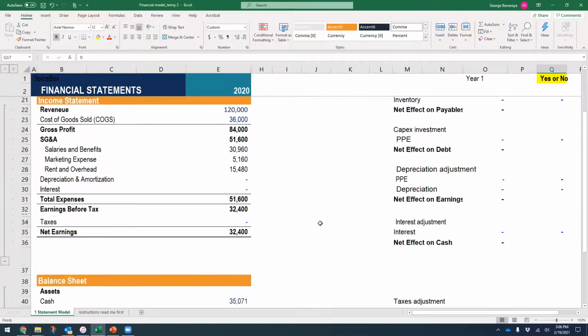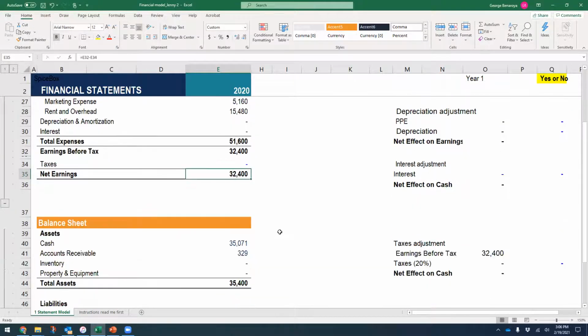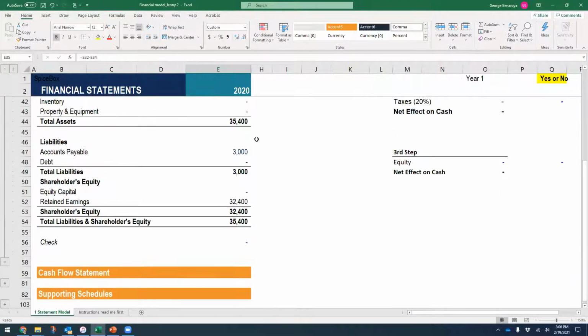And now the earnings before taxes will be 32,400, and the balance sheet will show the same number in assets and liabilities. This check here will show us if we're ever making a mistake. This should always be 0 or blank.